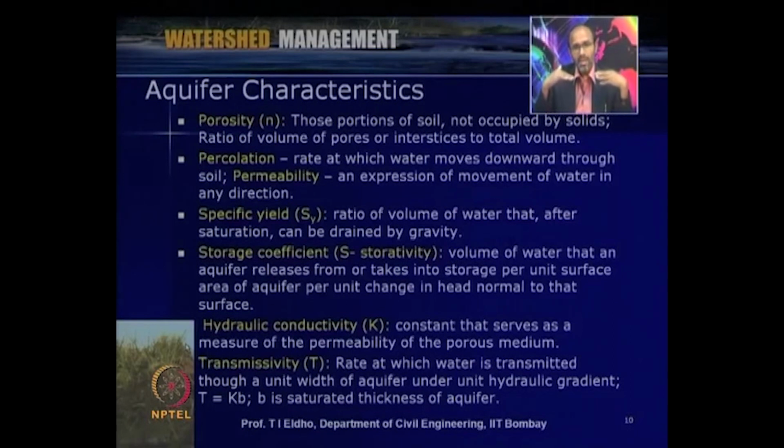So, K, the hydraulic conductivity, represents a measure of the permeability of the soil media or porous media, accordingly the movement takes place within the soil media, and its unit is that of velocity, like meter per day or meter per second. Then another term is called transmissivity of the aquifer media. Transmissivity is the rate at which water is transmitted through a unit width of aquifer under unit hydraulic gradient. Generally, transmissivity is equal to hydraulic conductivity multiplied by B, where B is the saturated thickness of the aquifer.